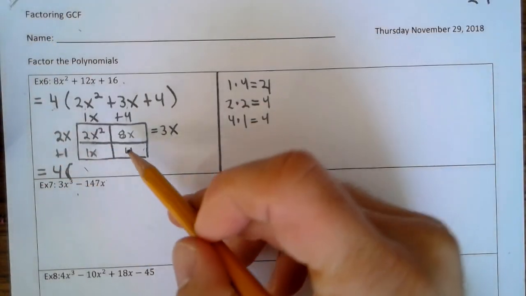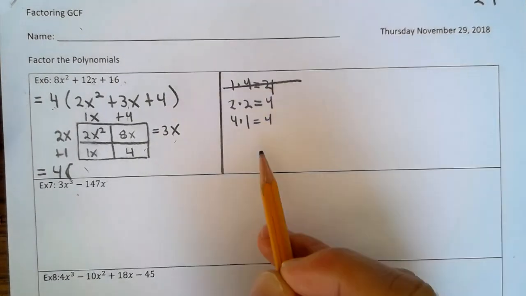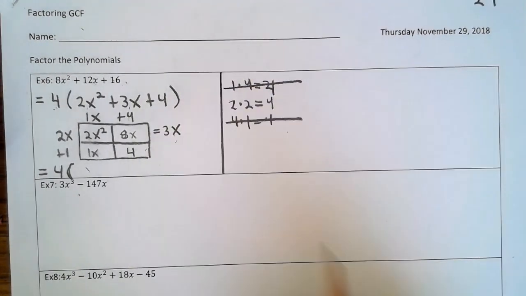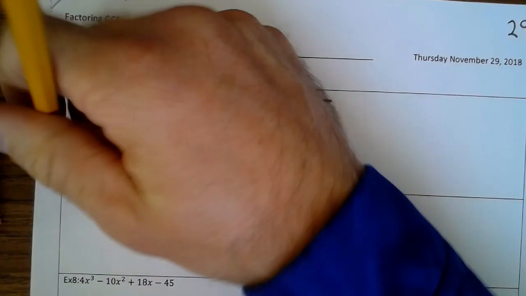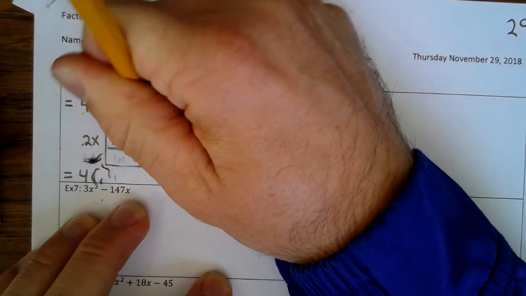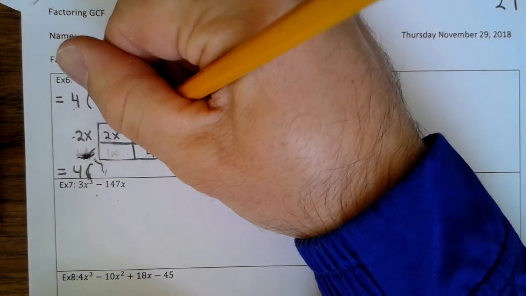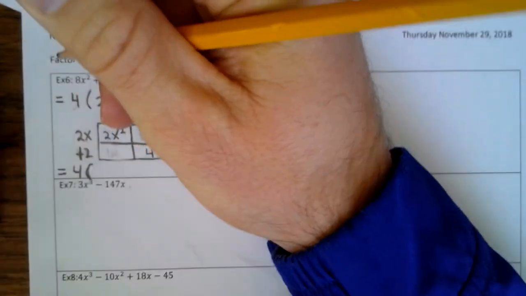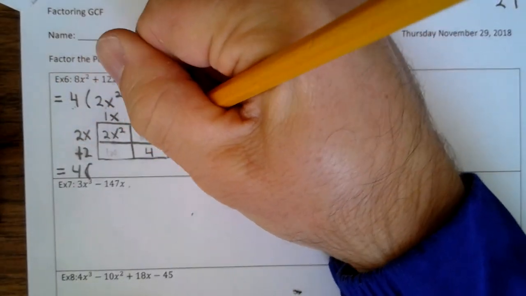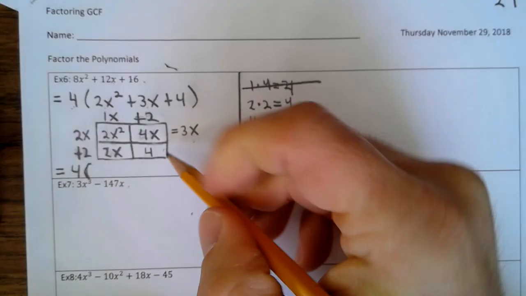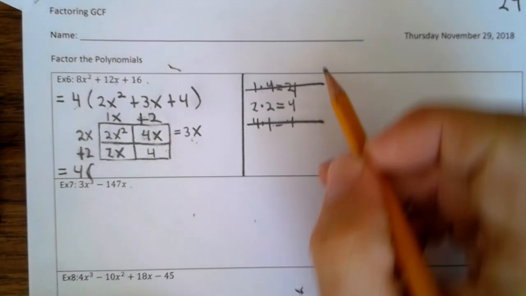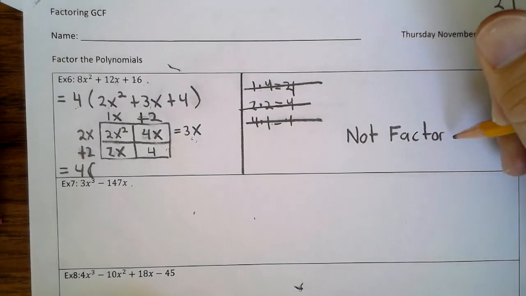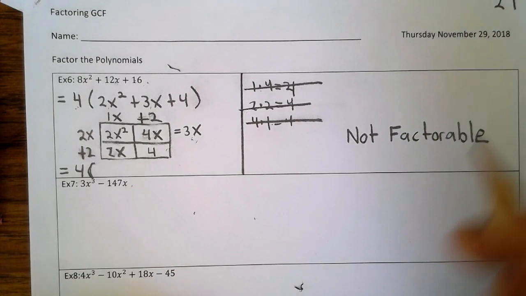So the only possibility is we have 2 and 2. Now, we don't have to switch them because it's the same number. So 2 times 2 is 4x. 2 times 1 is 2x. That combines to be 6x, not 3x. So this combination doesn't work. So we would say that this is not factorable. So the only thing you can do is factor out the greatest common factor. And the rest is not factorable.